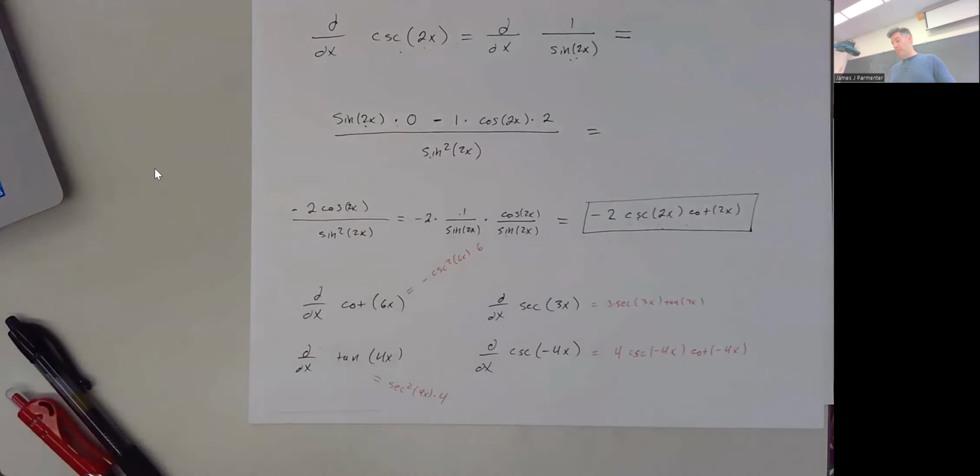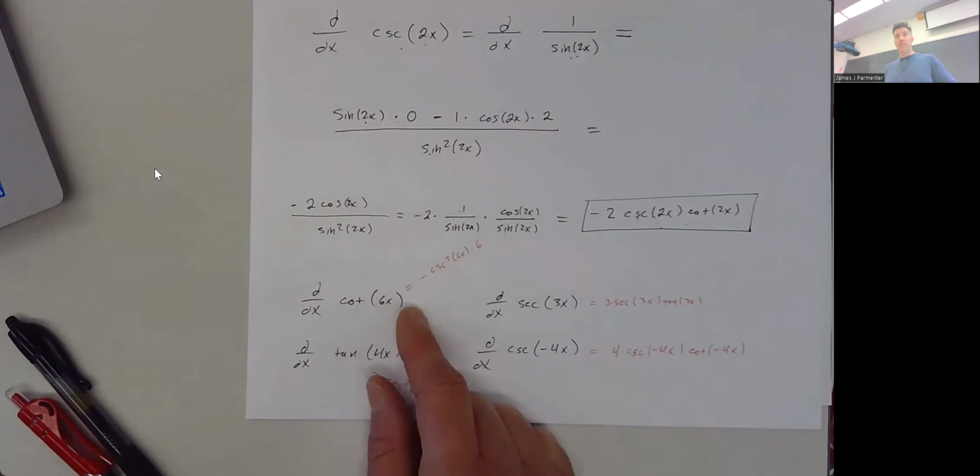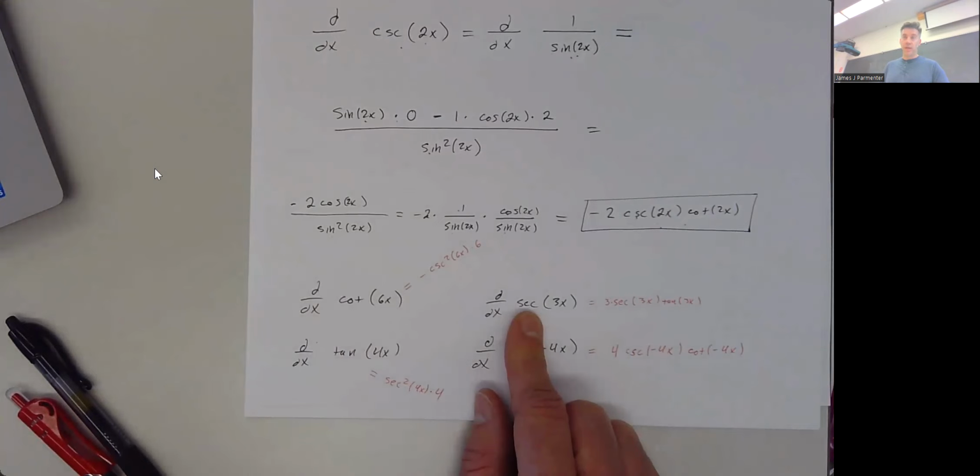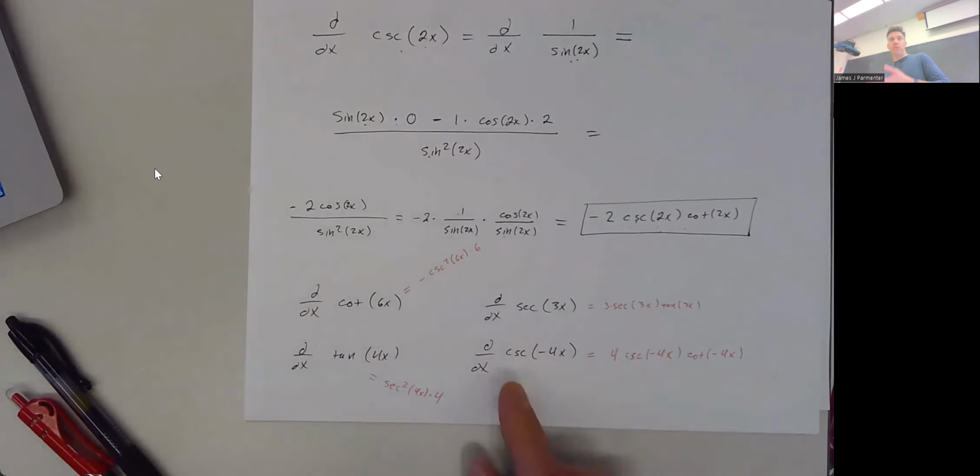So definitely practice each of these. Start with that. Write it as cosine over sine. Write that one as sine over cosine. Write that one as 1 over cosine. Write that one as 1 over sine of whatever the argument is, and then take the derivative using the quotient rule.